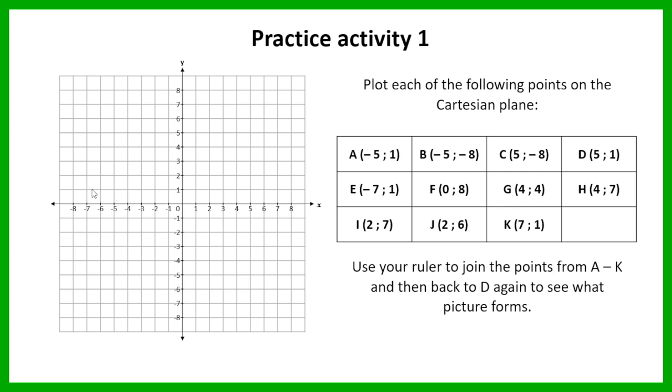Then you're going to go and do B, which is -5, -8. You're going to go -5 for x, -8 for y, plot a point over there and label it B. And you're going to carry on and do all of them. Once you've done them, you're going to use your ruler to join the points from A to K and then back to D again. So you're going to join A to B, B to C, C to D, D to E, all the way up to K. And then you're going to join K to D. And then you're going to see what picture you end up with at the end. Okay, so I'm going to give you 3 minutes to work on this activity.